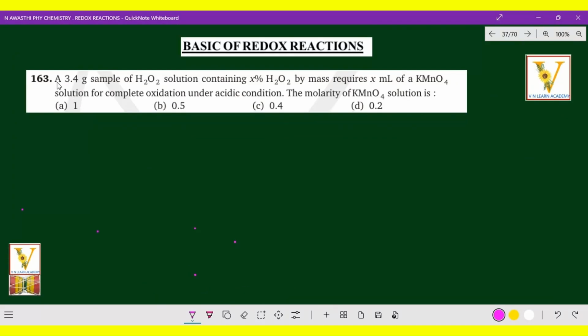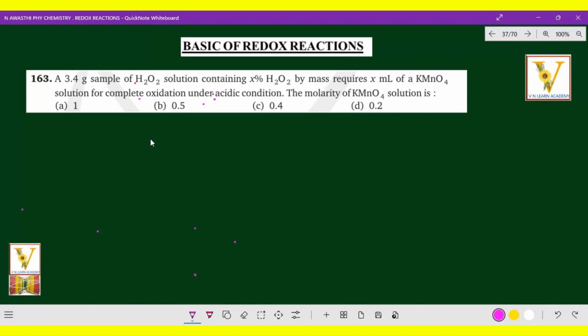The next question. A 3.4 gram sample of H2O2 solution containing X percentage hydrogen peroxide by mass requires X ml of KMnO4 solution for complete oxidation under acidic condition. The molarity of KMnO4 solution? Okay. Now here in this question, KMnO4 combined with the hydrogen peroxide, how many ml of KMnO4 it requires. Molarity is what the question is asking. And here given mass, 3.4 gram sample of H2O2 solution. Percentage mass they have given.